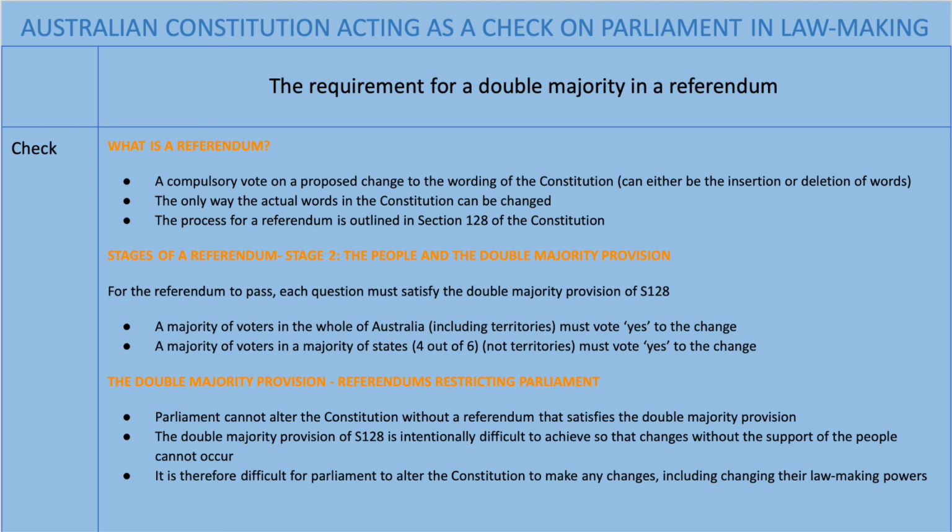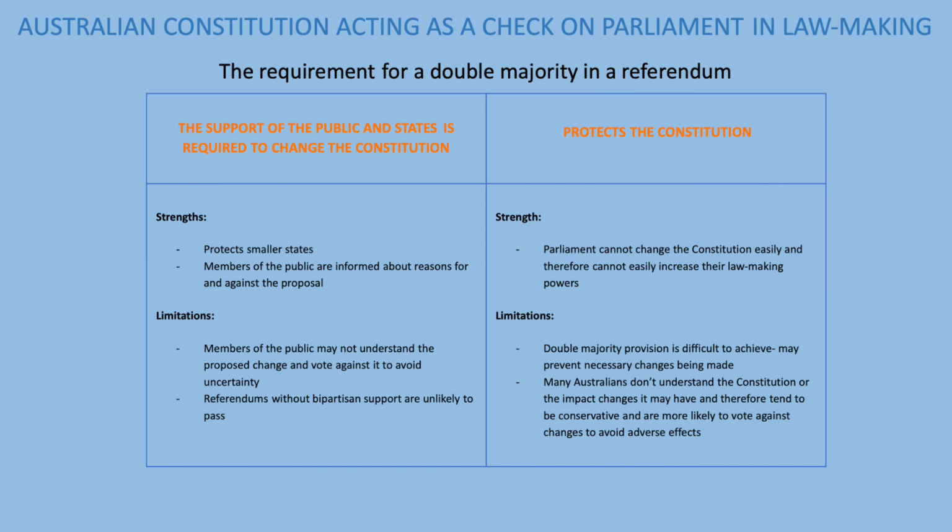So only 8 out of the 44 referendums put to the people of Australia since 1901 have satisfied the double majority provision and changed the Constitution. So this means 36 out of the 44 referendums have failed. 13 of the 44 referendums have satisfied one of the requirements for the double majority, but failed to satisfy the second requirement. The support of the public and states is required to change the Constitution.